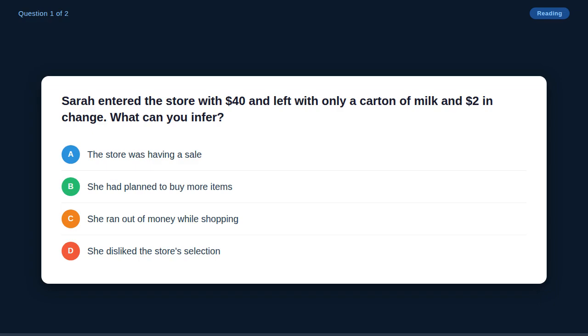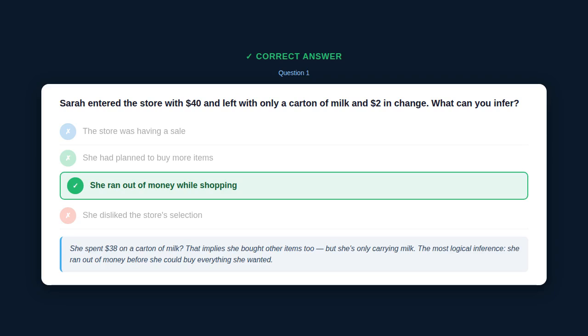Take a moment. The correct answer is C, she ran out of money while shopping. She spent $38 on a carton of milk? That implies she bought other items too, but she's only carrying milk. The most logical inference: she ran out of money before she could buy everything she wanted.